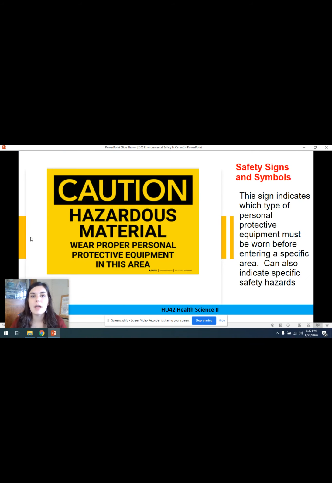This next one is a hazardous materials sign. This is the type of sign which would indicate that personal protective equipment should be worn before entering a specific area. It can also be used to indicate that there might be specific safety hazards or hazardous materials in use. So if you see this sign, it typically means you need to put on the gown, gloves, mask, and goggles before entering.